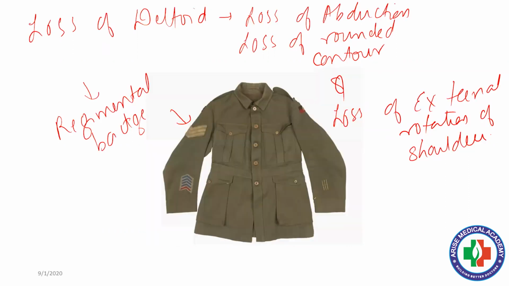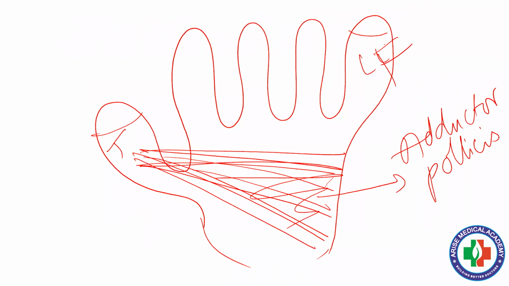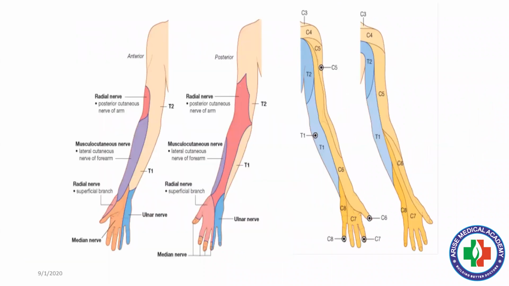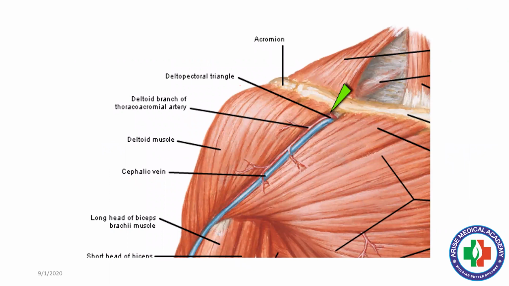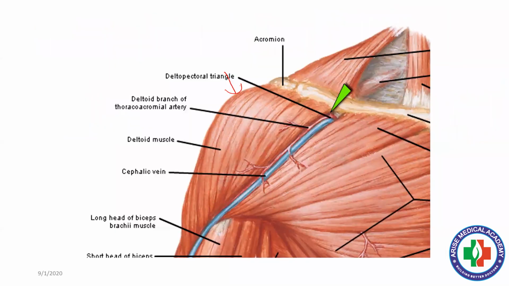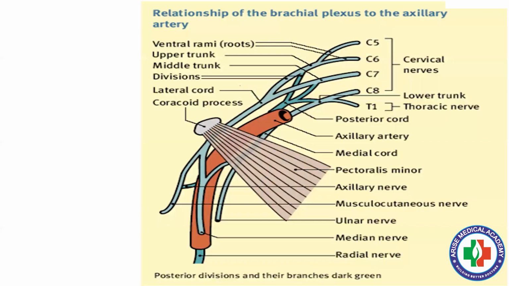Clear? So let me show you the deltoid muscle also, and then we'll talk about the other things. This is how the deltoid is there, the bulk of the muscle of the shoulder. And this deltoid will be inserted, we'll discuss all of this.